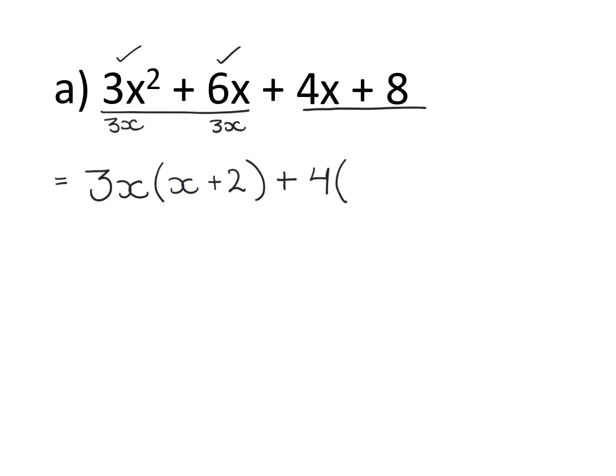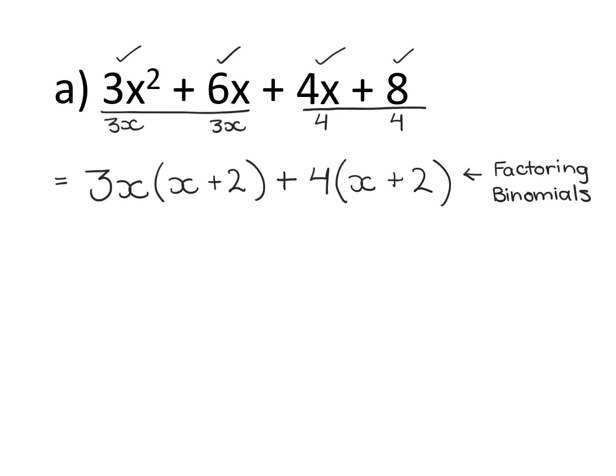Okay, let's draw the bracket. And now we're going to divide both of the terms by 4. So 4x divided by 4, that's x. And then positive 8 divided by 4 happens to be positive 2. Now close the bracket. Now look what we have here. We've actually seen this before, and we're going to do binomial factoring. So how do we do that again? Well, notice the 2 terms, this term and that term, they both have a common factor. And that common factor happens to be x plus 2 inside the bracket.